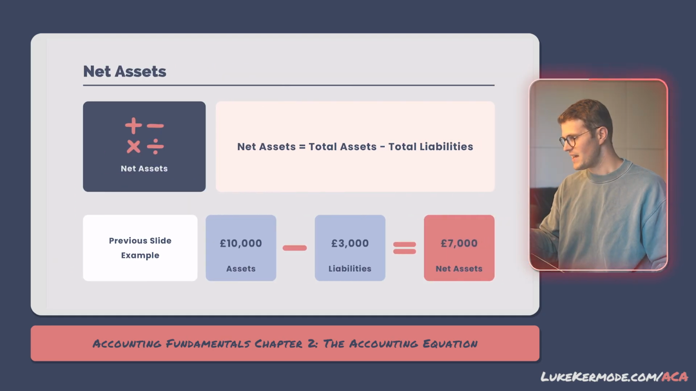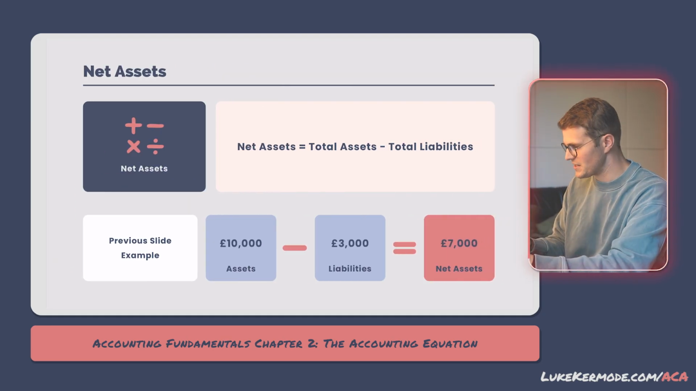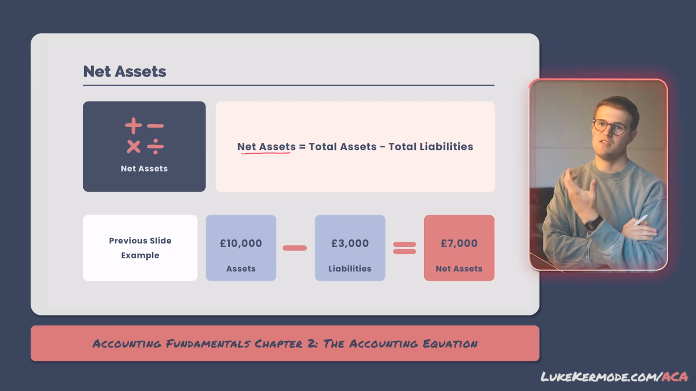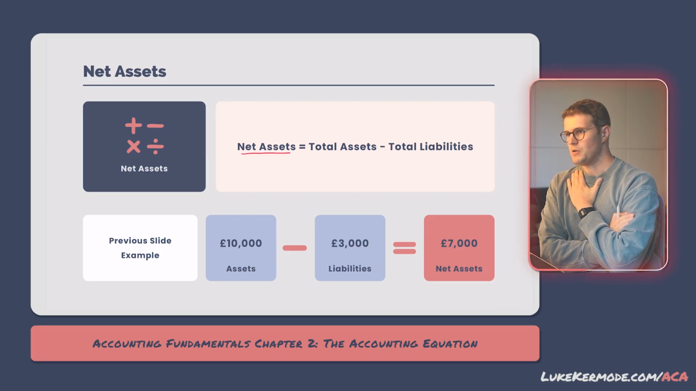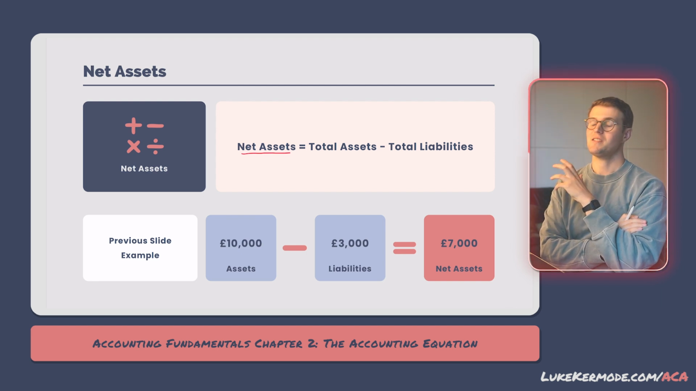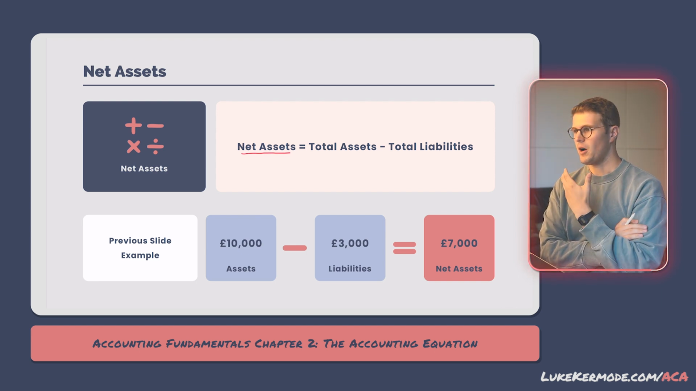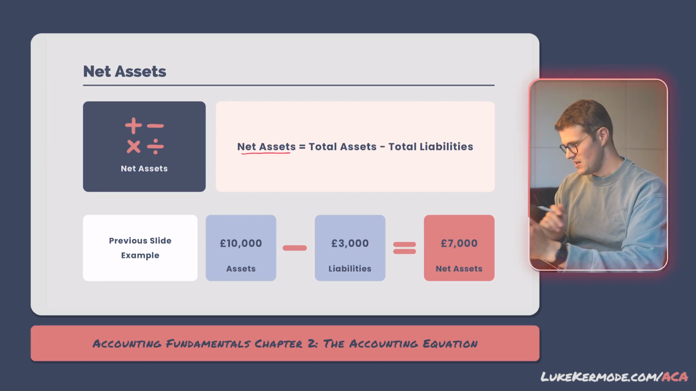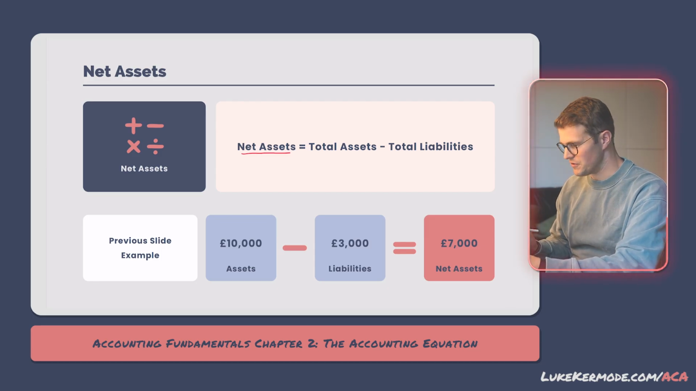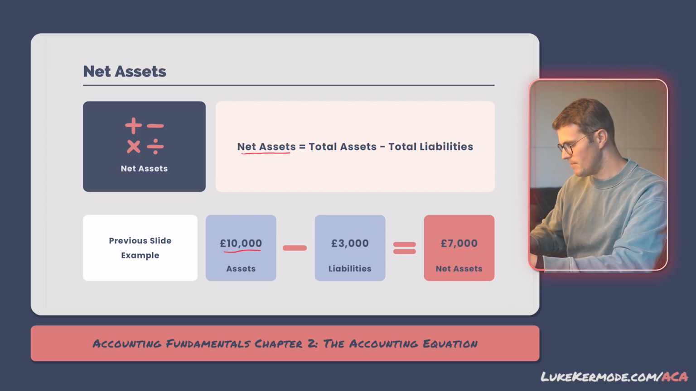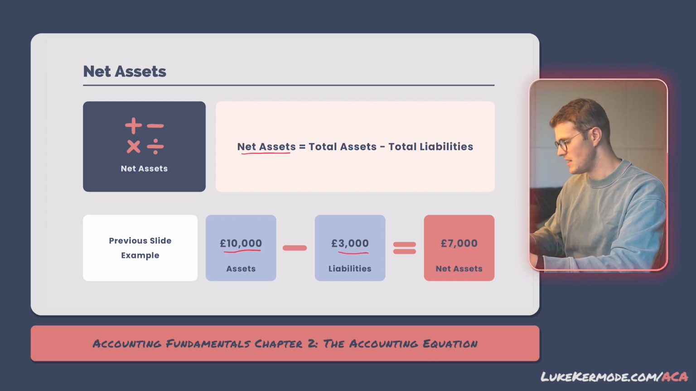And finally, net assets. We briefly touched upon net assets on the previous slide. Net assets are defined as the total assets of the business minus total liabilities. The calculation is central to understanding how much of the business's resources are funded by its owners, and this is also known as capital. Again, revisiting the calculation from the previous slide, we have £10,000 worth of assets minus £3,000 worth of liabilities gives us net assets of £7,000.